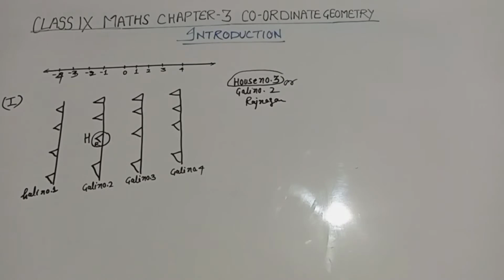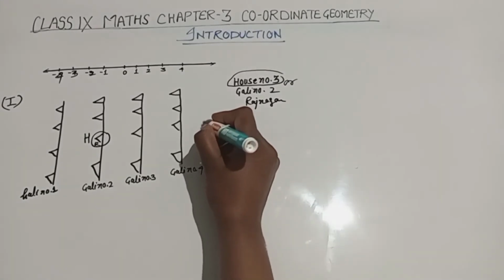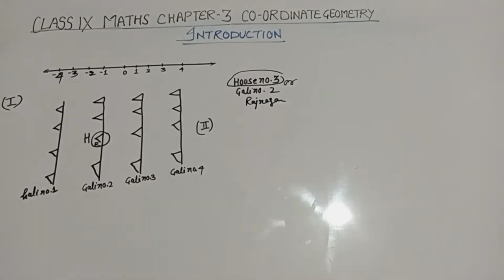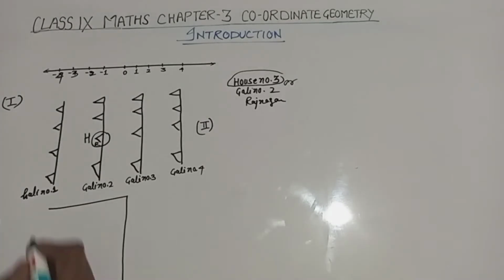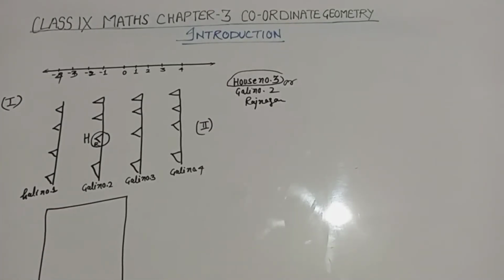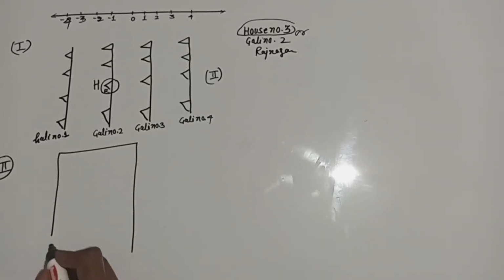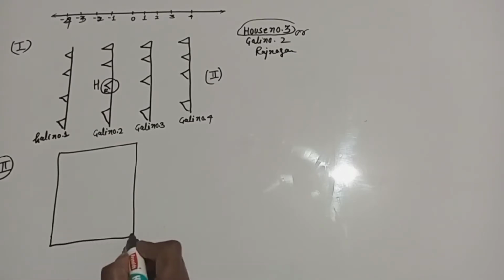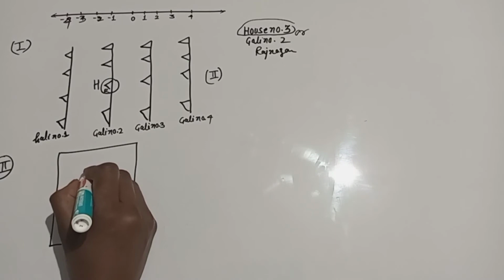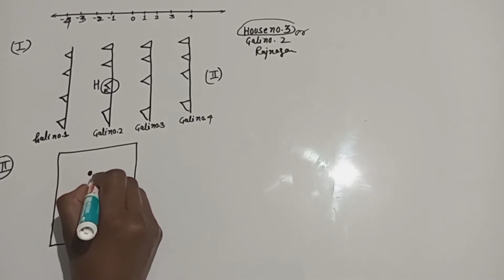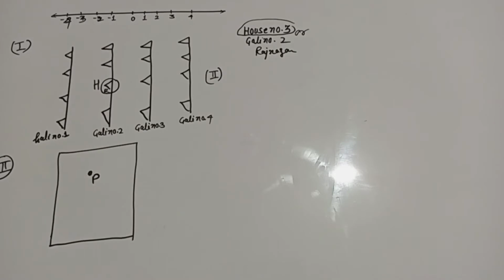Okay, let us take a second example. For the second example, I took a sheet of paper and put a dot on it. That dot is P. I need to know the position of the dot. Where is the position of the dot?